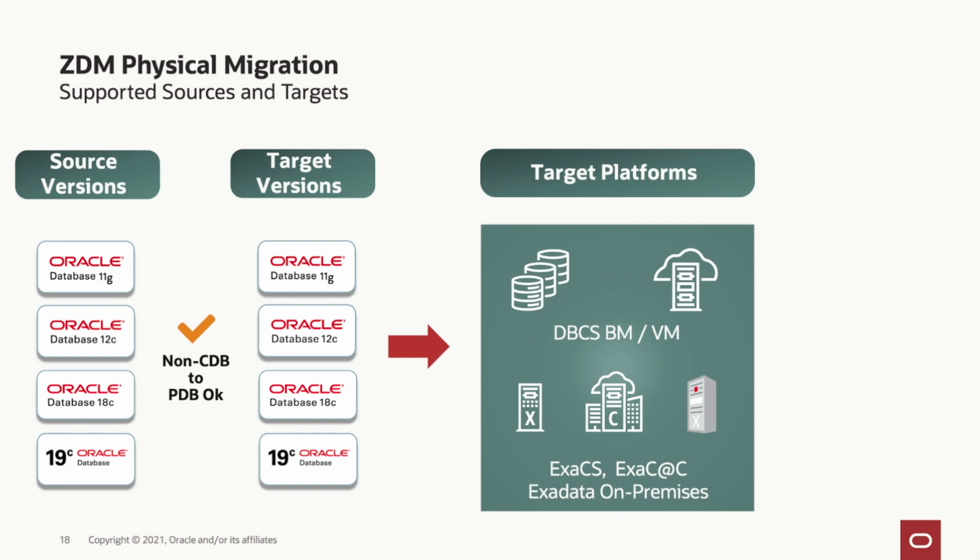Now, what platforms can you migrate to? You can migrate to Database Cloud Service Virtual Machine. You can migrate to Exadata Cloud Service. You can migrate to Exadata Cloud at Customer. And of course, if you're doing a hardware refresh project and you have new Exadatas on premises, you can also use ZDM to migrate your Oracle databases to the new Exadatas.